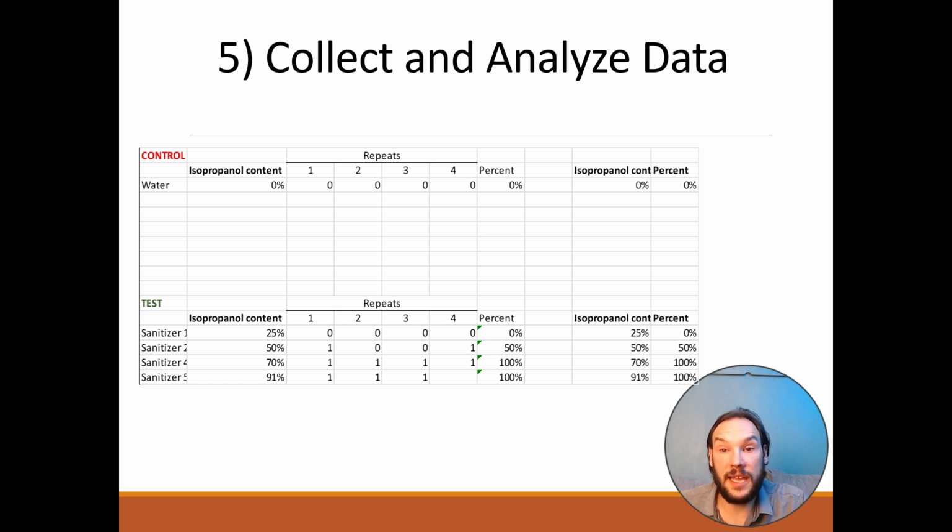So let's collect again our data, and I'll give you a moment to collect your own, and then we can have a look at the data that I collected here. So let's have a look. In this trial, you see all of a sudden every single water control group was not able to remove it, because we standardized. And then when I looked at the sanitizers, I ordered them by isopropanol content, and I saw that at 50%, half of the times I was able to remove it, and then at 70% I was able to remove it every time, as well as at 91%.